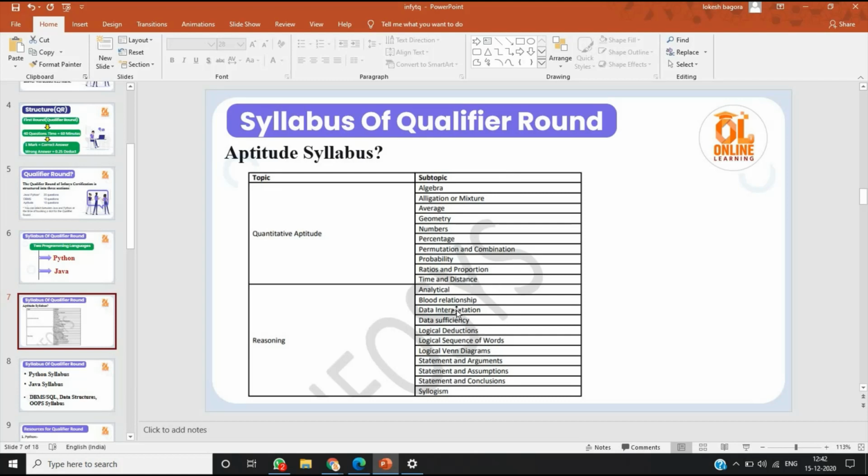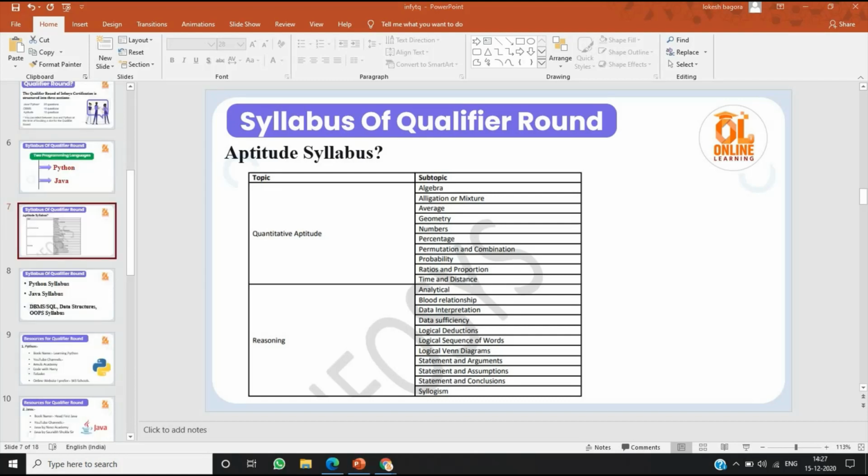And the reasoning part is also there. There are questions on blood relationship, data interpretation, data sufficiency, logical deduction, logical sequence of words, Venn diagram, statement and conclusions. So friends, aptitude is just a matter of practicing questions. So friends, this is the aptitude syllabus.